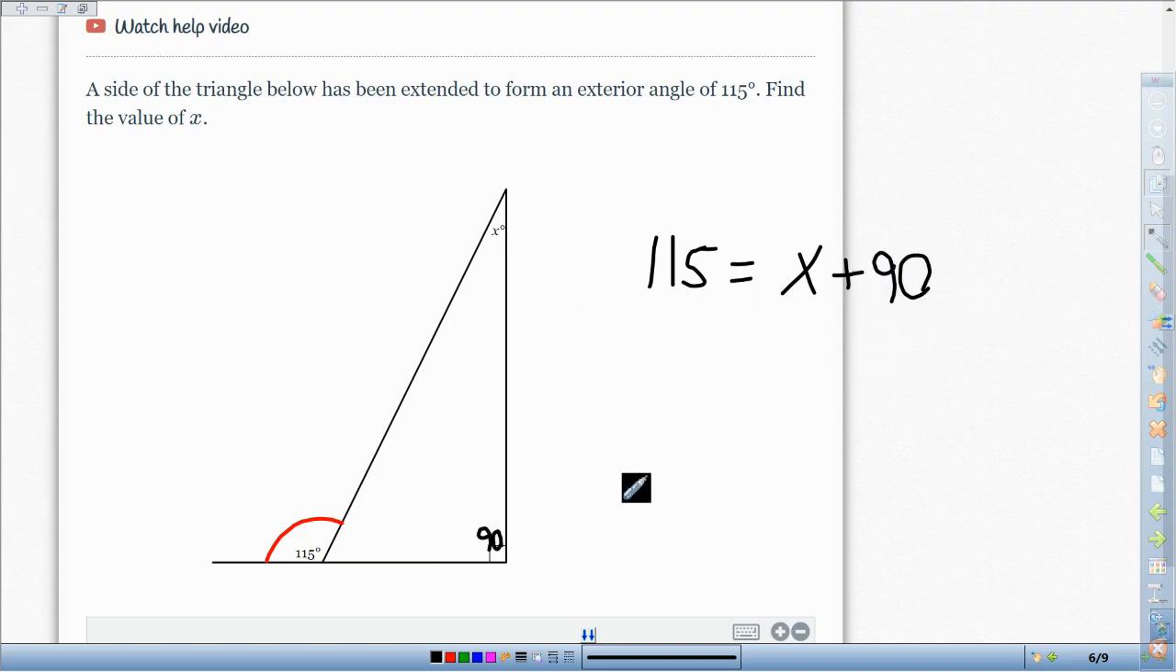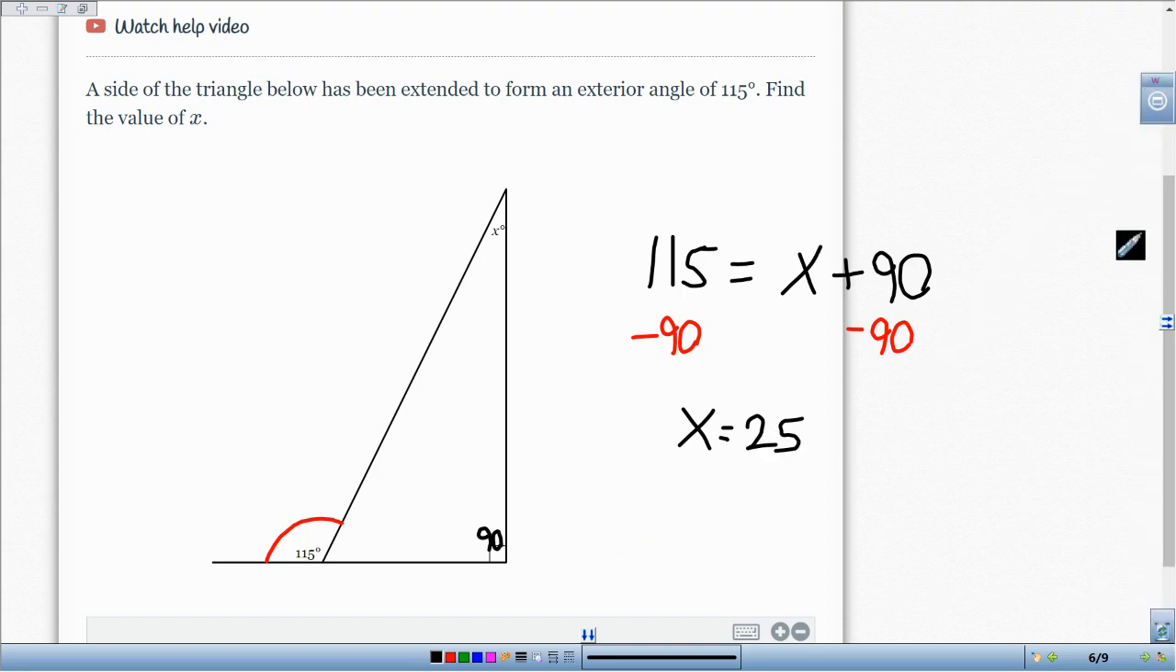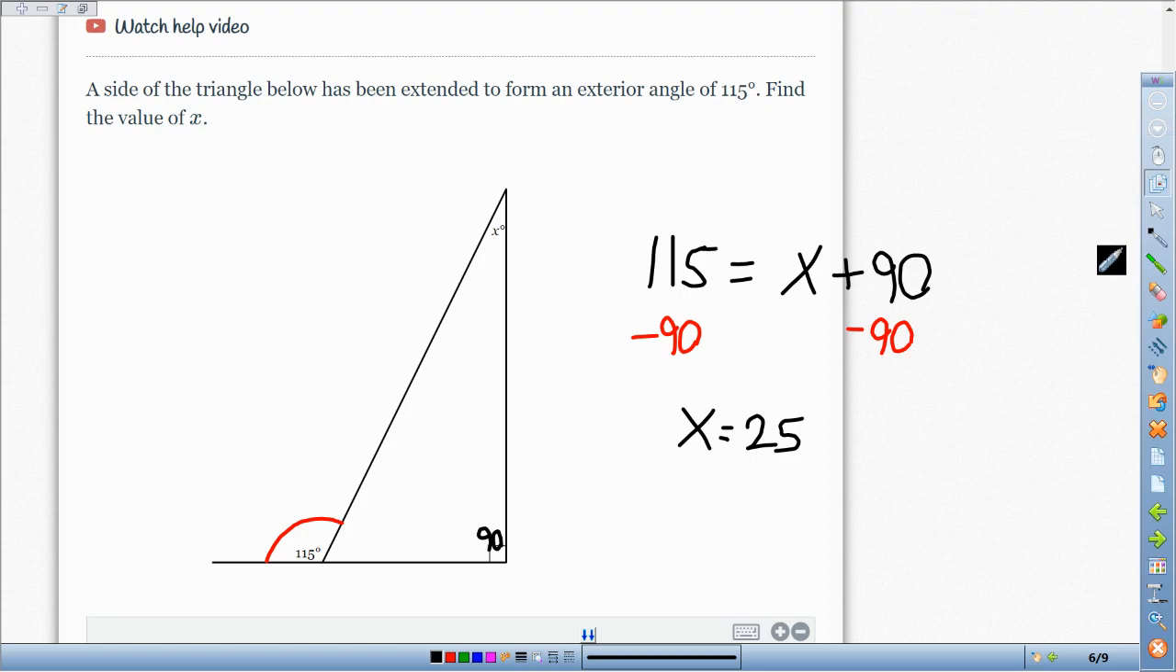So there's our formula, and it's really simple, right? Just a one-step equation. We'll get rid of 90, and 115 minus 90 gives me 25. Again, go ahead and enter that answer, and we'll keep moving.